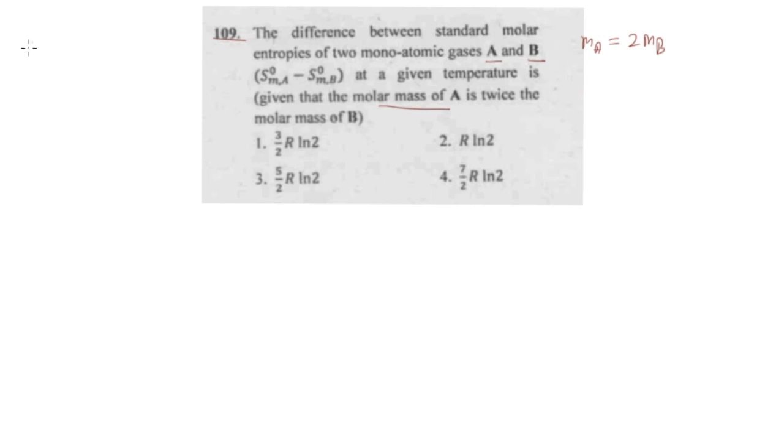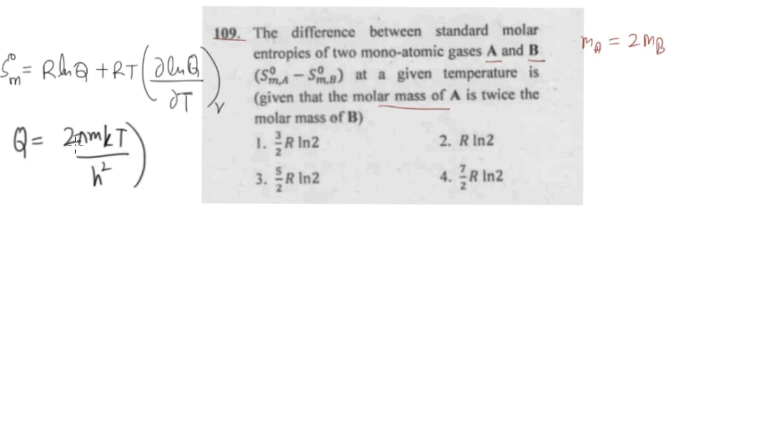What you have to use is a particular equation. To solve this, you need to know the equation to calculate molar entropy. S°m of a monoatomic gas is given by the formula R ln q plus RT del ln q by del T at constant V. Here q is your partition function, and the value of q for a monoatomic gas is given by q equals (2 pi m kT by h squared) whole to the power 3 by 2. So that's what your q comes out to be, right?